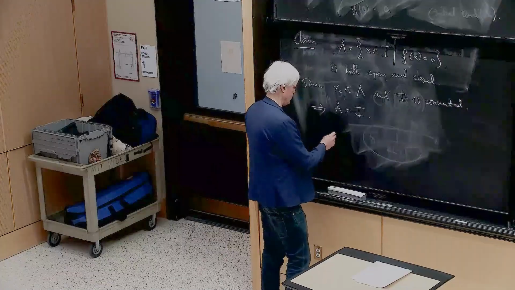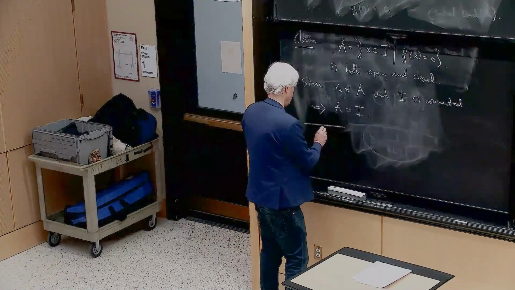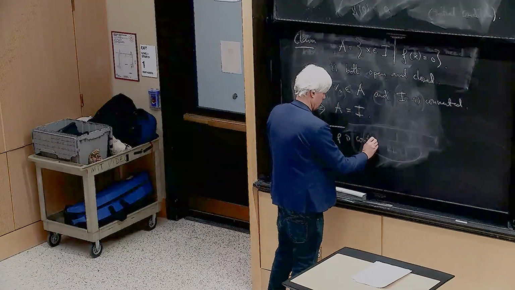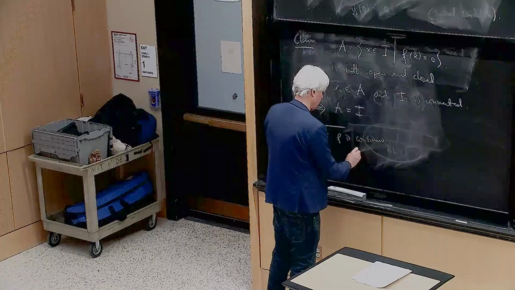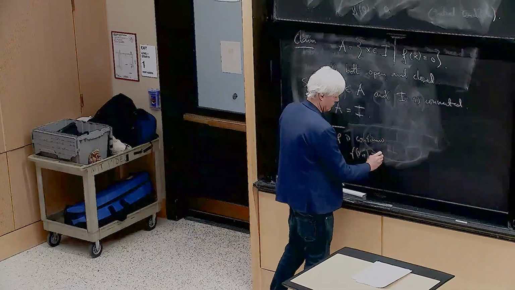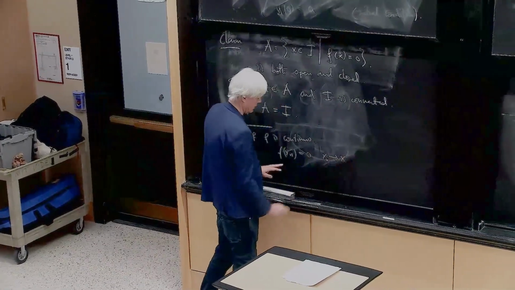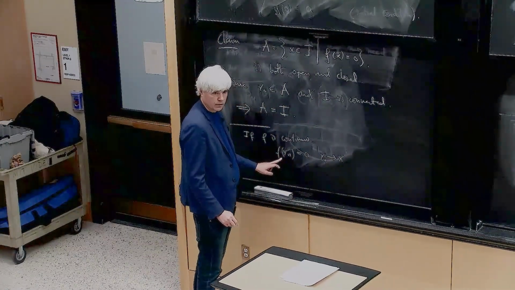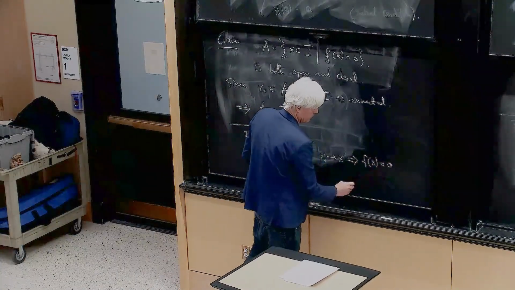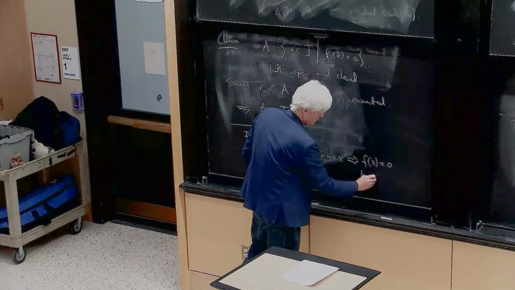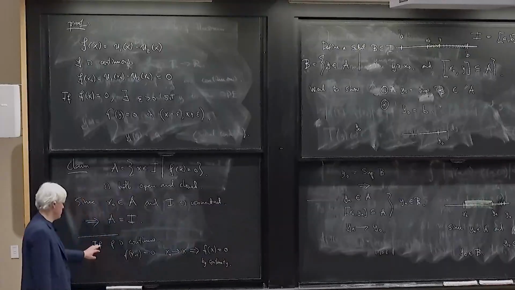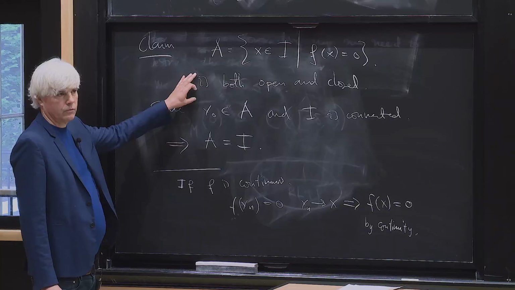But the zero set, if you take a continuous function f, and you have a sequence where each element in the sequence is 0, and these xn converge to some x, well then by continuity, f of x would also be 0. This is by continuity, right? So this means that this set is definitely closed.